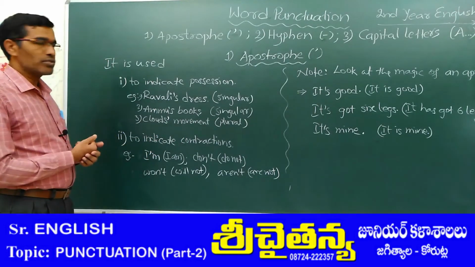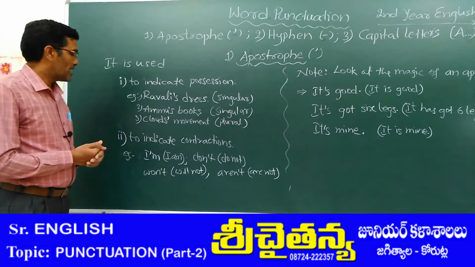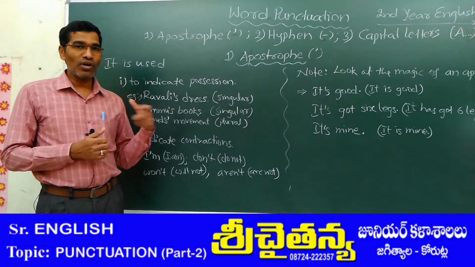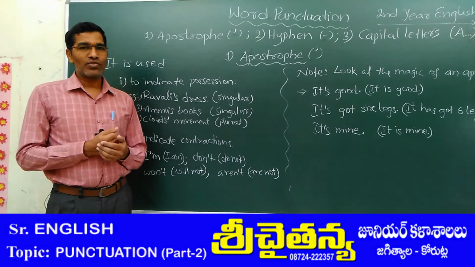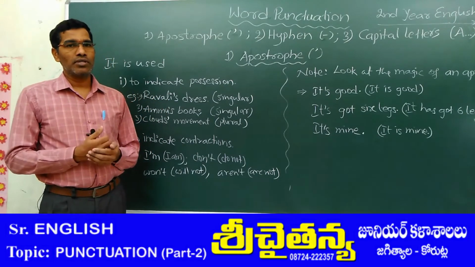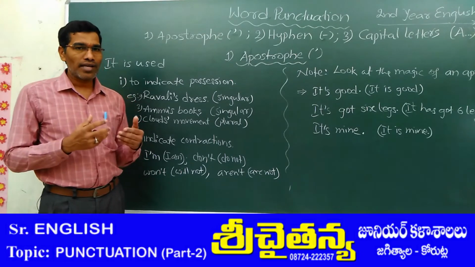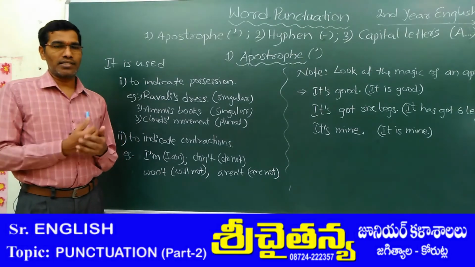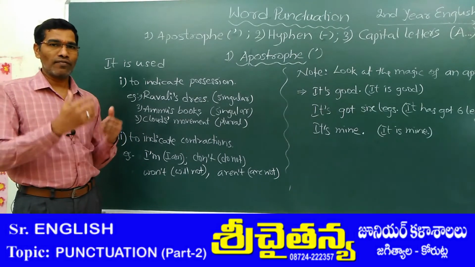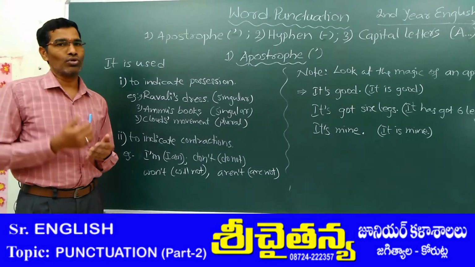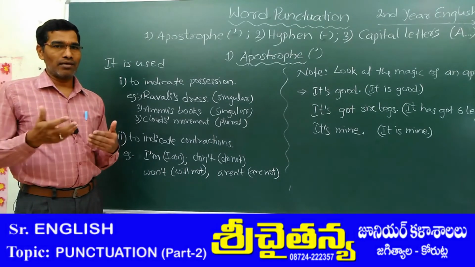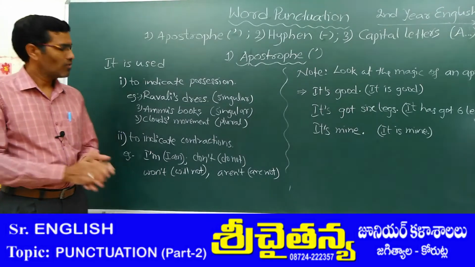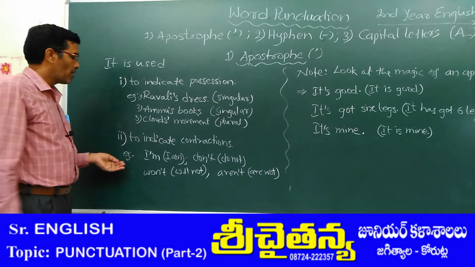One more usage of apostrophe is to indicate contractions. In our first year, before learning question tags, I taught you contractions. Contractions, for example, do not. The contraction of these two words is don't. I am, the contraction for this is I'm. Observe the examples here also.